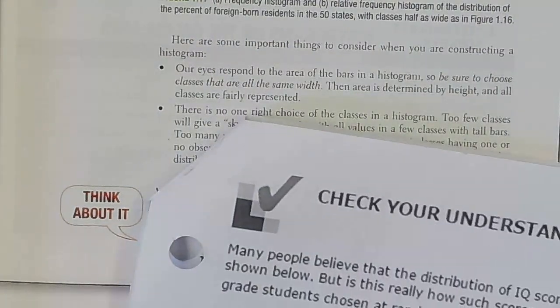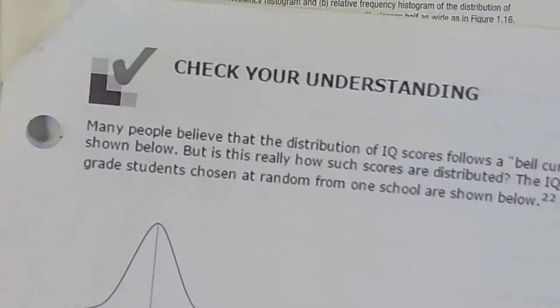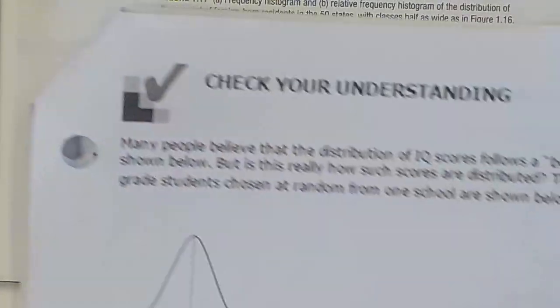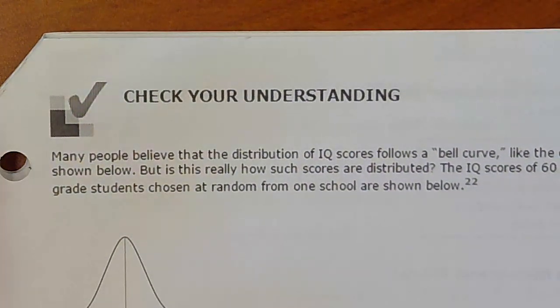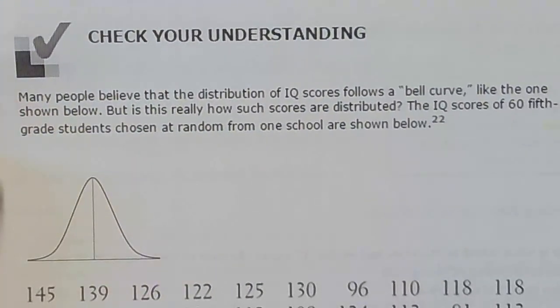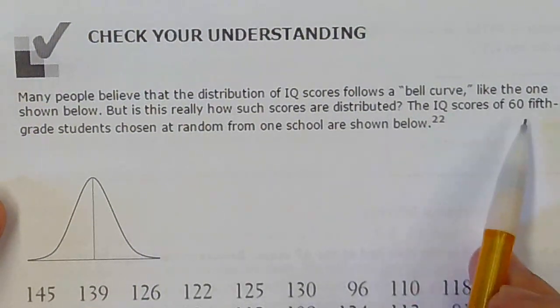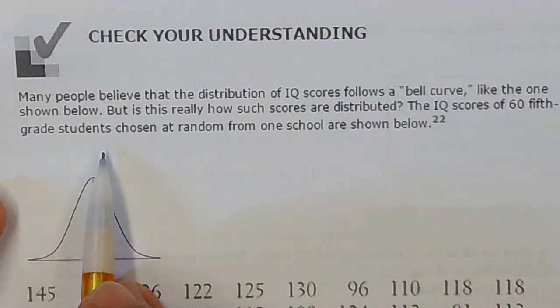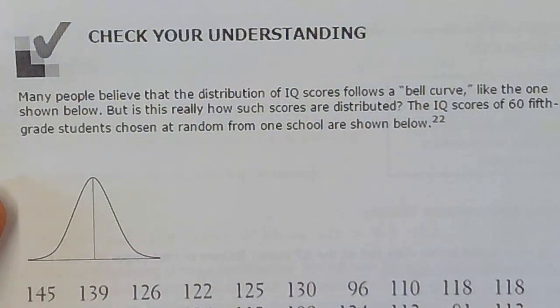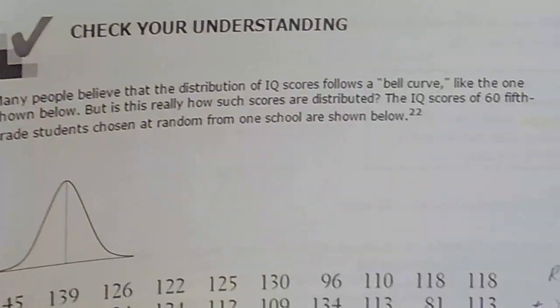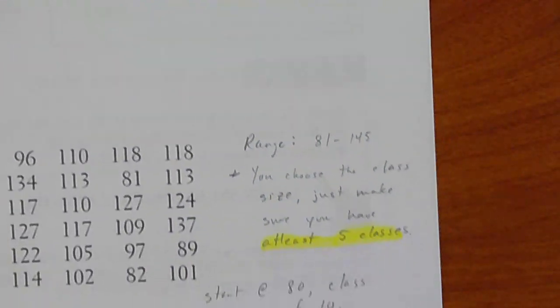Okay. Now this is the first time we're going to do it, so we'll go through this together. Let's take a look at this. Check your understanding. IQ scores of 60 fifth grade students chosen at random from one school. They're shown below. Okay, so we're sticking together on this.